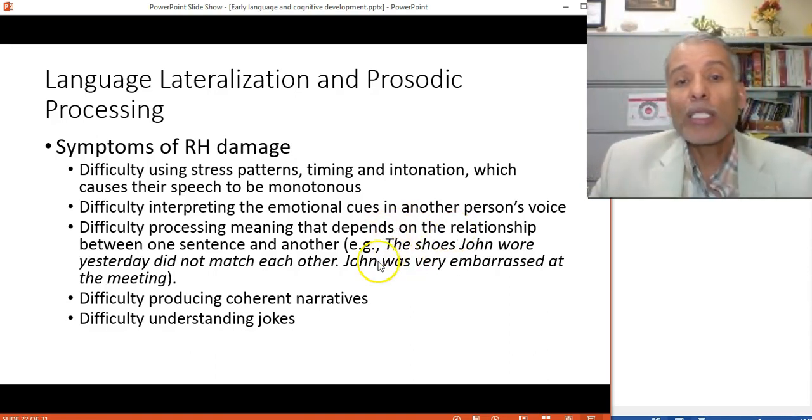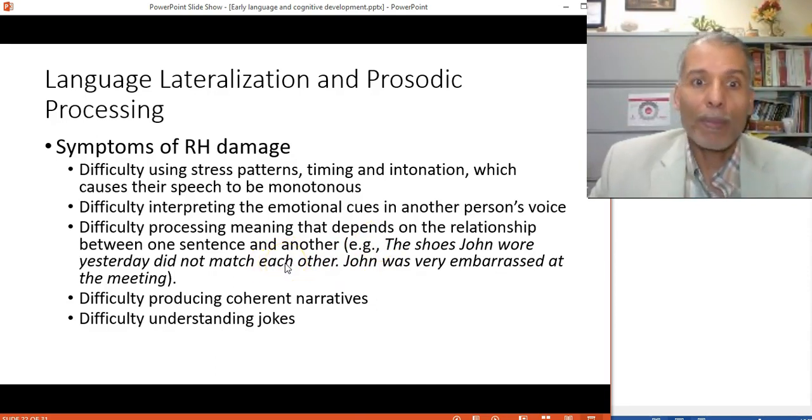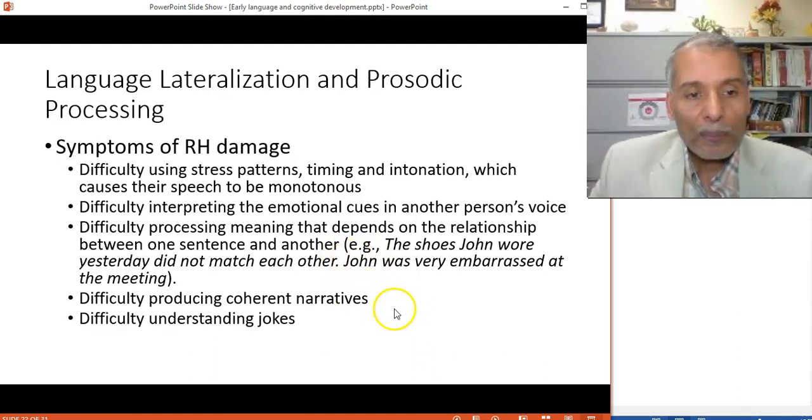There is also difficulty processing meaning that depends on the relationship between one sentence and another. For example, if you say, the shoes John wore yesterday did not match each other, and you say John was very embarrassed at the meeting, to actually connect the meaning of embarrassment, or the feeling, with the other sentence, you say, what is the relationship? They would have difficulty making that connection.